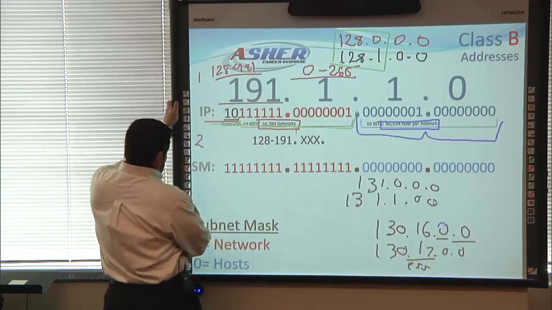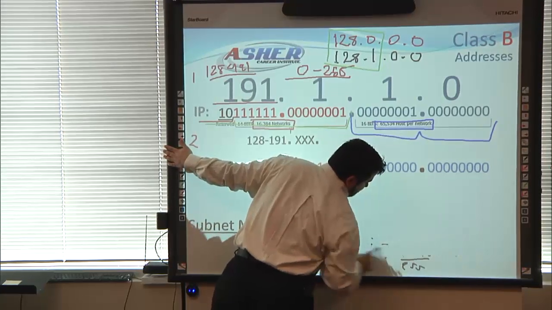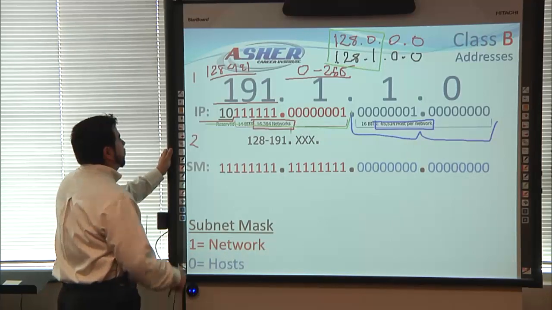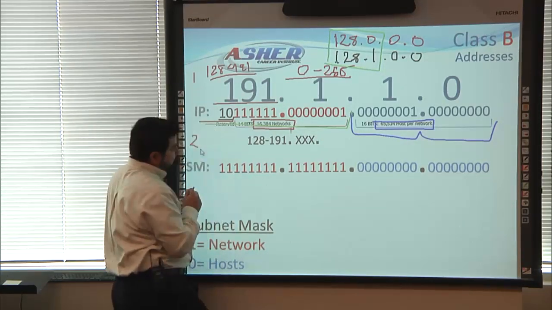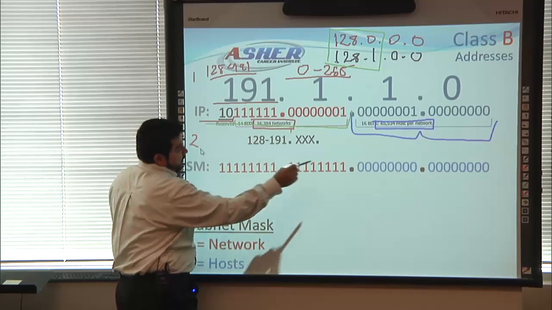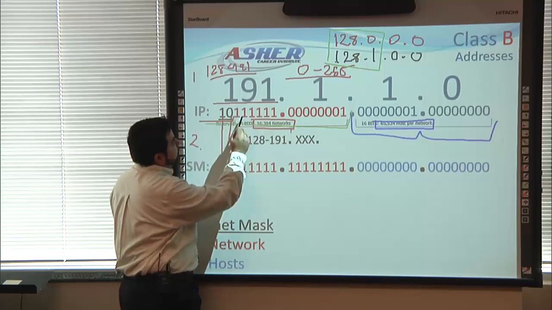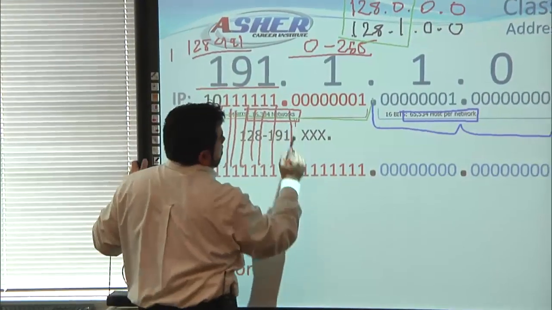All right. So now that we kind of know how to address these, let's talk about the third way to identify a Class B network. It's through the subnet mask. Okay? And remember, what does the 1 mean in the subnet mask? And what does the 0 mean? Host.